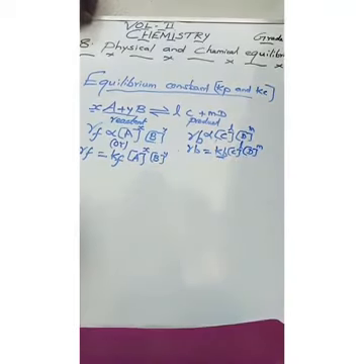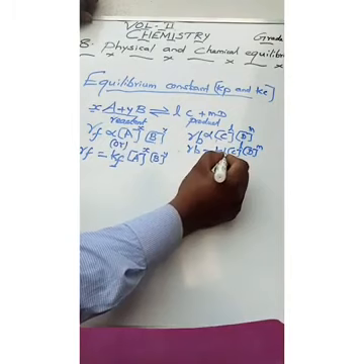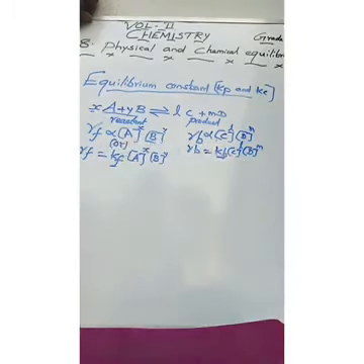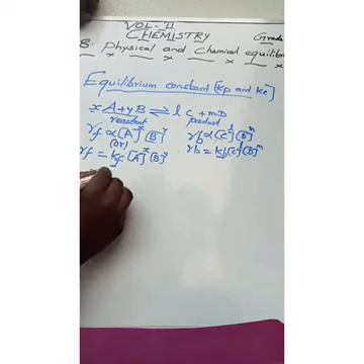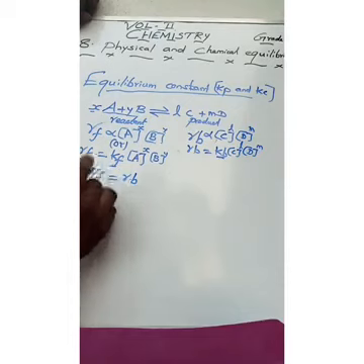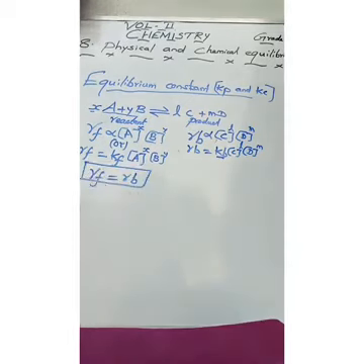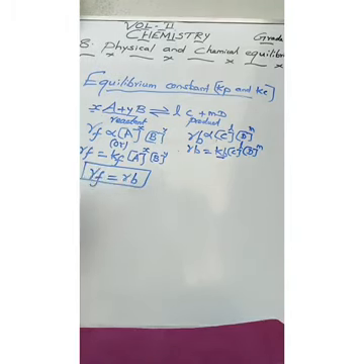KB is called a proportionality constant. For the rate of the forward reaction, KF is the proportionality constant. For the rate of the backward reaction, KB is also a proportionality constant. My dear children, at equilibrium, the forward and backward reaction rates will be equal. So we can write that at equilibrium, RF is equal to RB. That is, the rate of the forward reaction will be equal to the rate of the backward reaction.